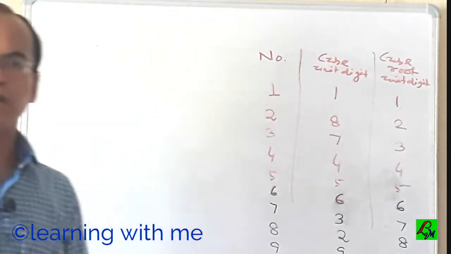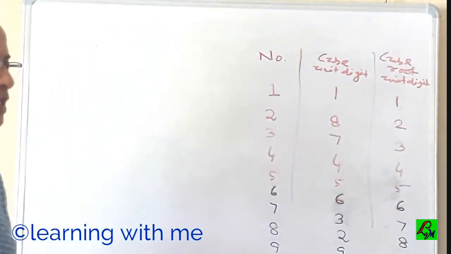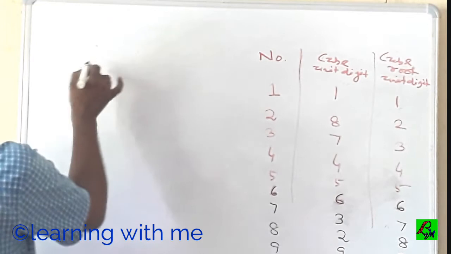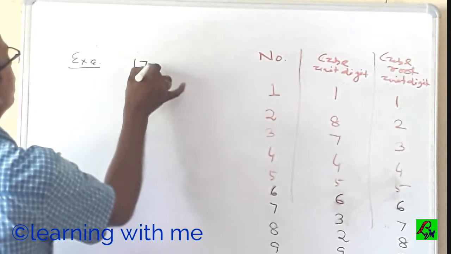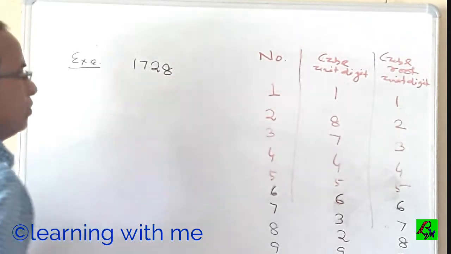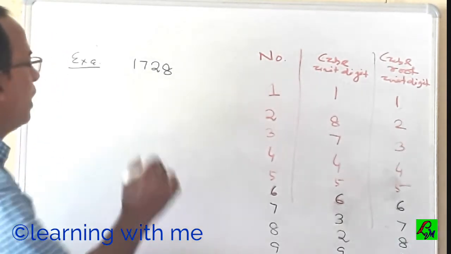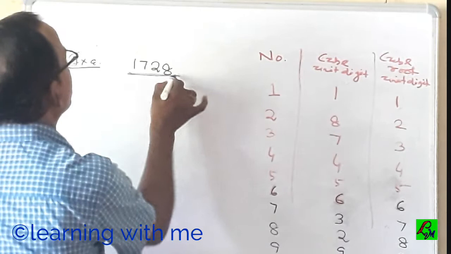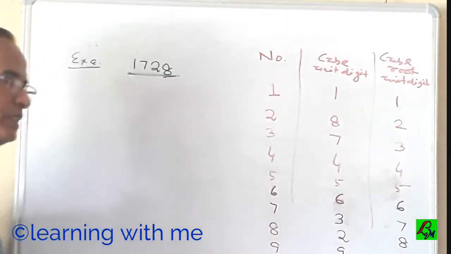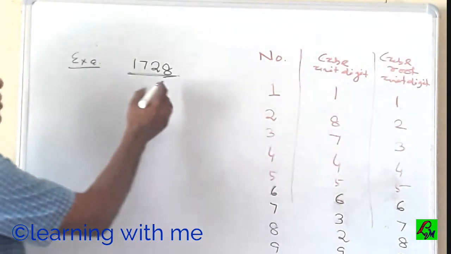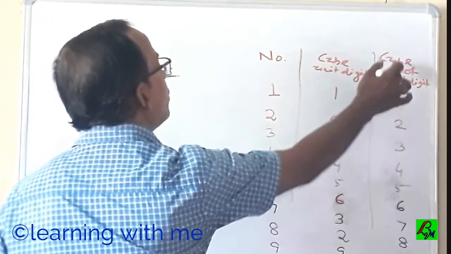Now we have to find the cube root of a perfect cube number. Take an example, 1728. We don't know what its cube root is, but it is a perfect cube number. So how can we find its cube root? First, look at the unit digit. What is the unit digit? It is 8.